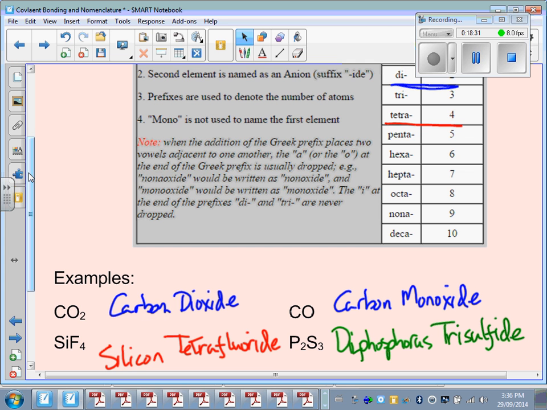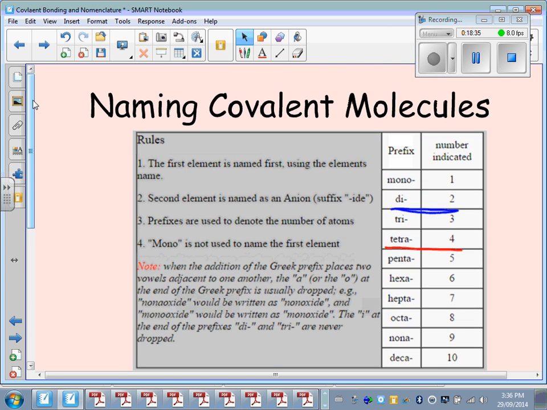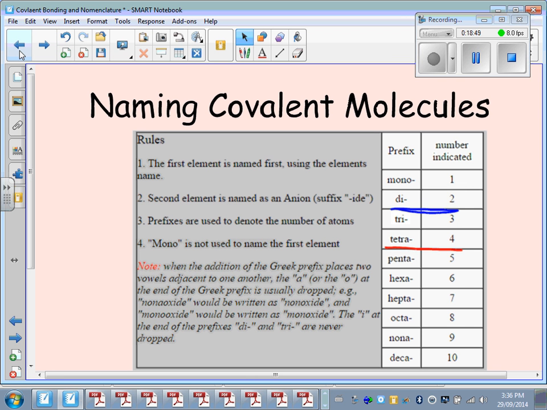Okay, so we've covered covalent bonding. How do we know that covalent bonding has happened and it's not ionic bonding that's occurring? How do we draw the Lewis dot diagram for a covalent bond? And also, how do we name covalent bonds? So we will review later, tomorrow in class, we'll review ionic and covalent bonds, and the next lesson will be posted shortly.